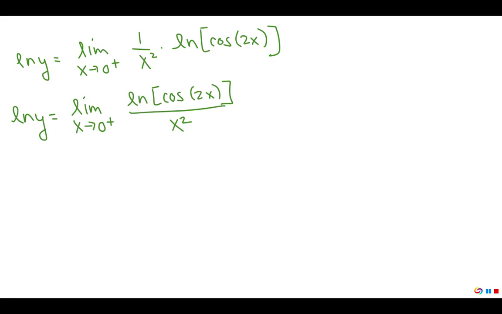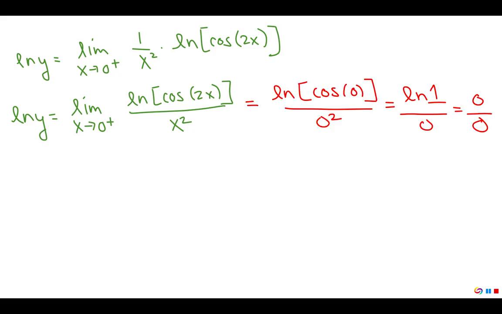Let's plug the 0 in, again on that right-hand side, and see what we get. So natural log of cosine of 0 is natural log of 1, that's equal to 0, over 0 squared, which is 0. So we do get that 0 over 0, that indeterminate form. That means we can use L'Hopital's rule on that right side.